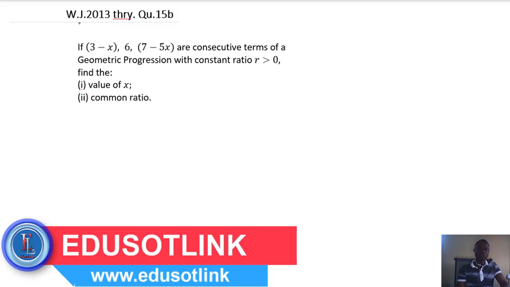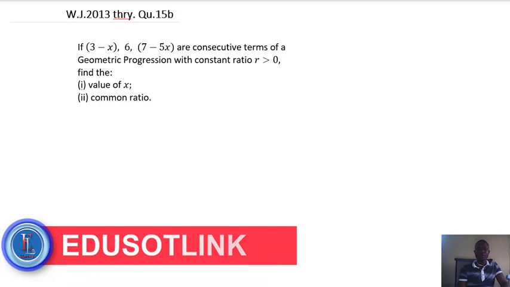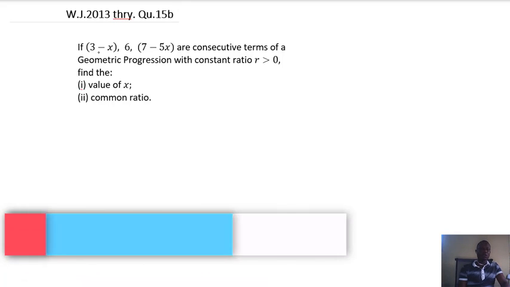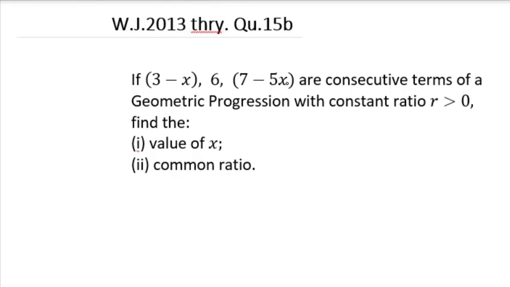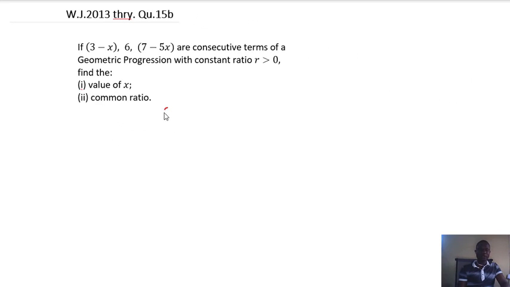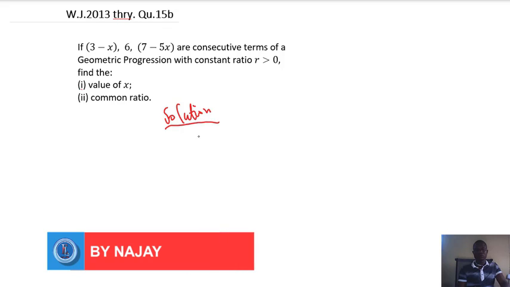Today we are going to do WASSCE June 2013 theory question number 15b. If (3 − x), 6, (7 − 5x) are consecutive terms of a geometric progression with the common ratio r greater than 0, find (i) the value of x, then (ii) the common ratio. So we are going to find the value of x and also find the common ratio.